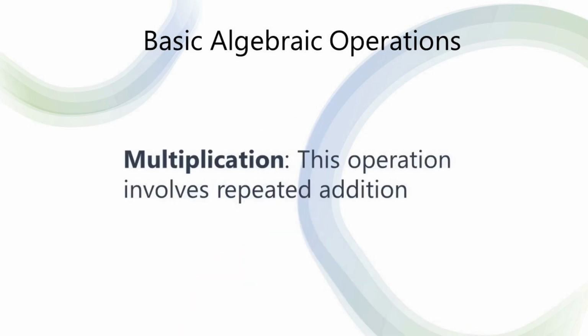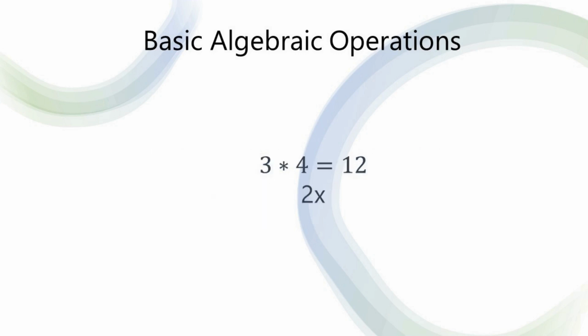Multiplication is a fundamental operation that can be thought of as repeated addition. When you multiply two numbers, you're essentially adding one number repeatedly as many times as indicated by the other number. For example, if you multiply 3 by 4, you're effectively adding 3 4 times, which results in a total of 12. This concept is at the heart of multiplication.